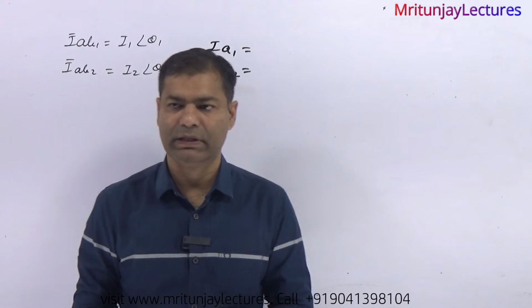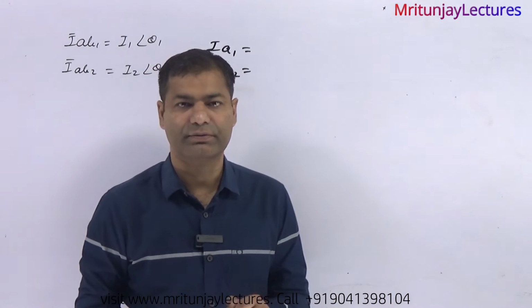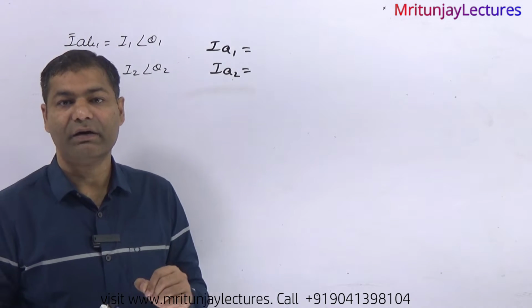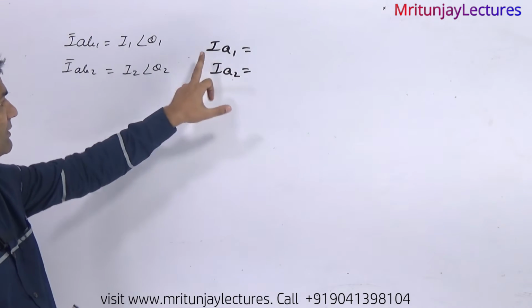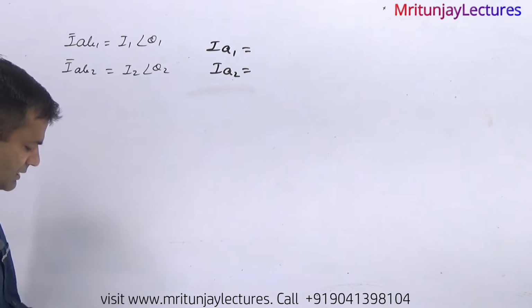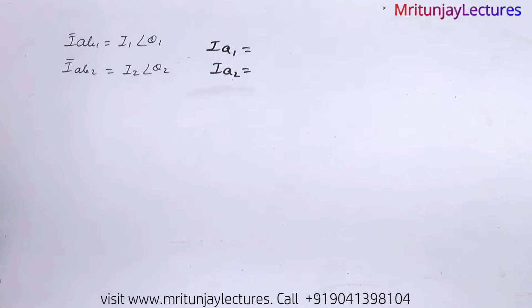Now second question, read on the screen. A balanced delta connected load is connected to an unbalanced three-phase supply. The symmetrical components of the line current are like this one and like this one. The symmetrical components of phase current are given. Our motto is to determine IA1 and IA2. This value and this value are given.